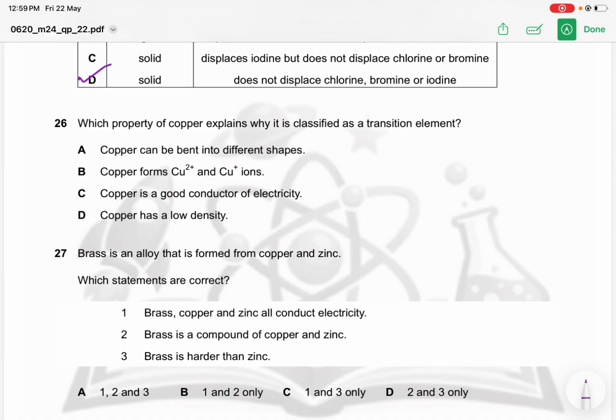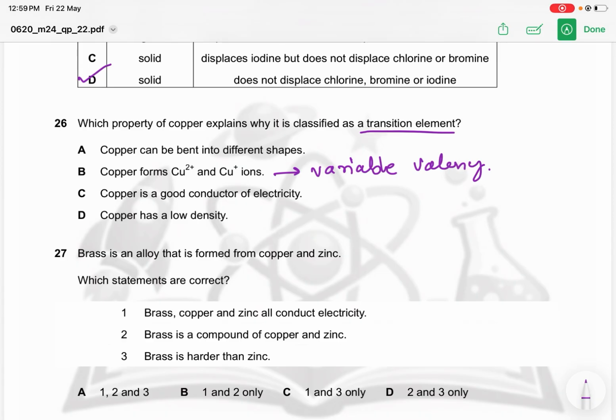26th, which property of copper explains why it is classified as a transition element? Copper can be bent into different shapes. This is a general property of metals. Copper forms Cu2+ and Cu+ ions. So here it is a property which is specific to transition elements, which is variable valency.